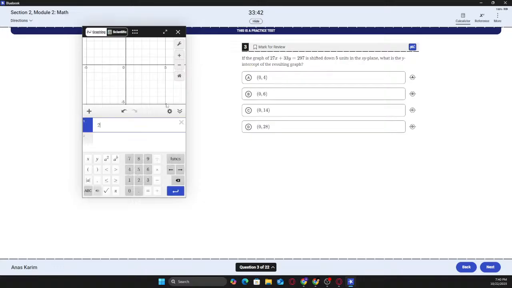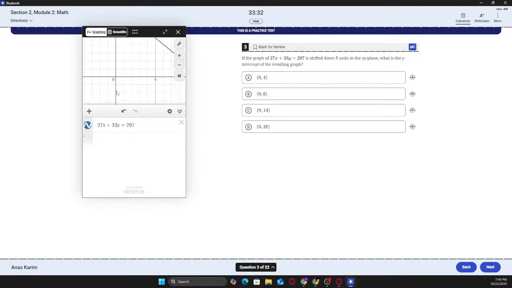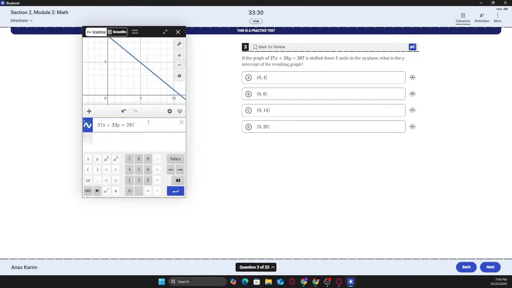Graph. Just go straight to Desmos and graph equals 297. And now it's shifted 5 units down. So it's going to be crazy.